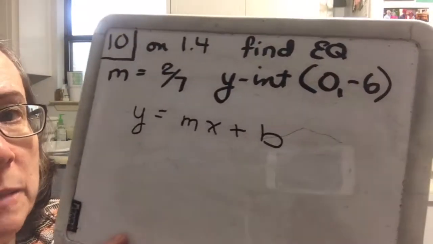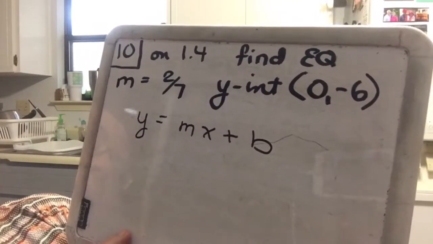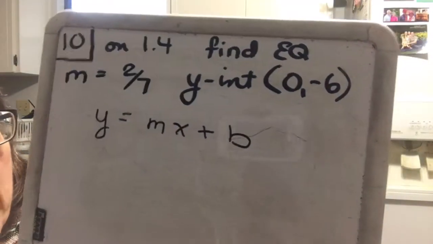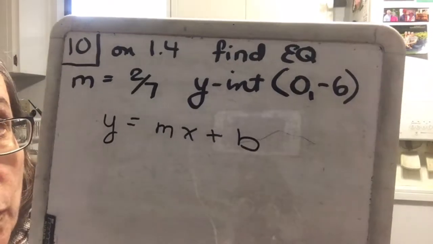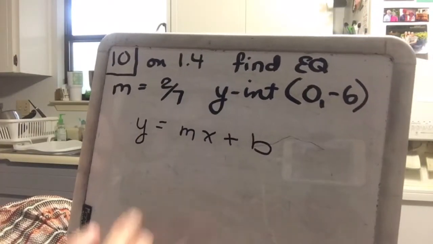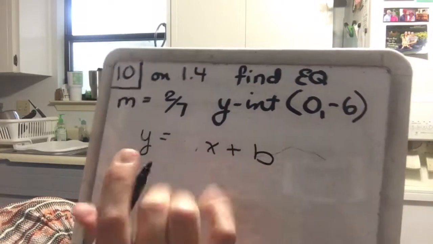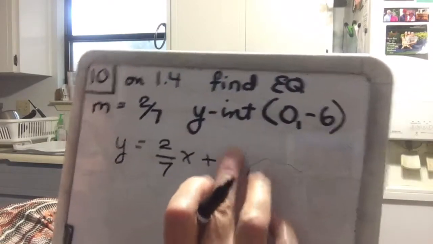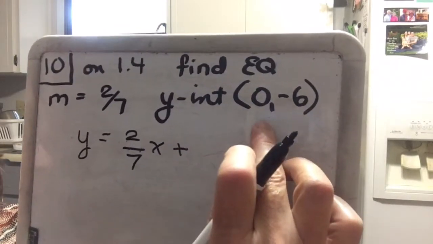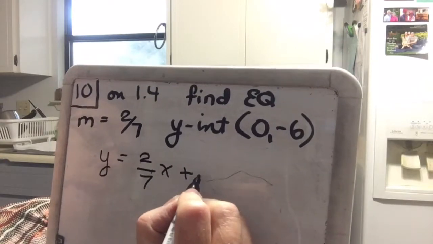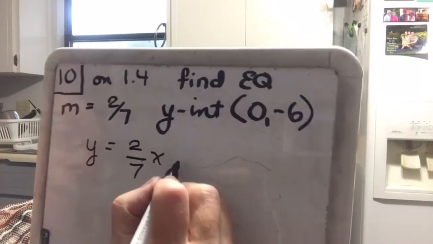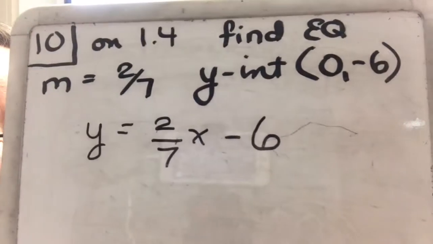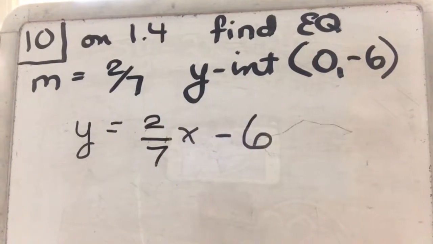Okay, so y = mx + b is our slope-intercept form, and all we have to do now is just plug in our slope and our y-intercept. So this is about as easy as it comes when you're creating an equation. Our slope is 2/7, and it will go right here where the m was, and our b, or our y-intercept, is going to be -6. So I'm going to erase the positive so it looks nice and clean there, and put a -6, and that will be the equation for number 10.